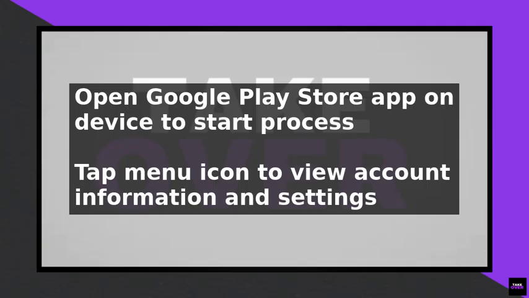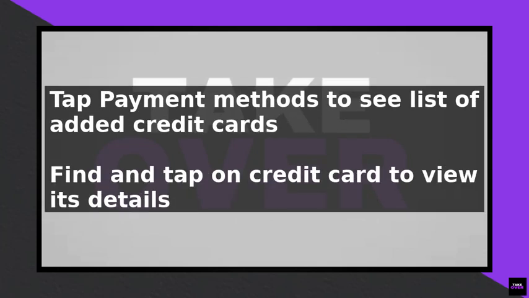Next, tap on Payment Methods to see a list of all the credit cards you have added to your Google Play account. Find the credit card you want to delete and tap on it to view its details. On the credit card details page, tap on the 3 vertical dots in the top right corner and select Remove. Confirm that you want to remove the credit card by tapping Remove again.